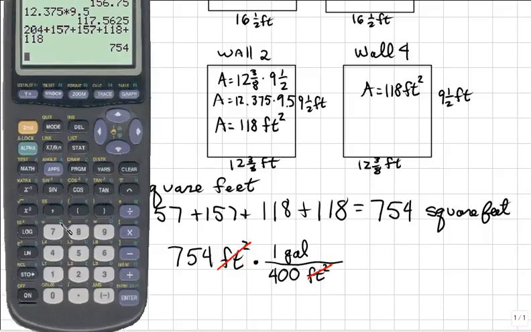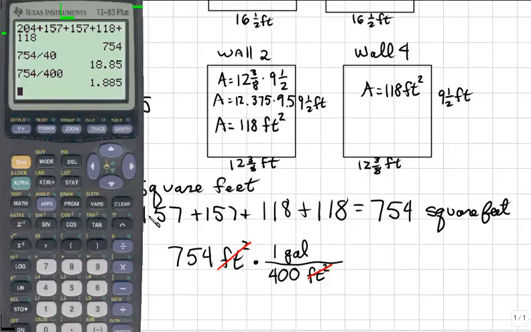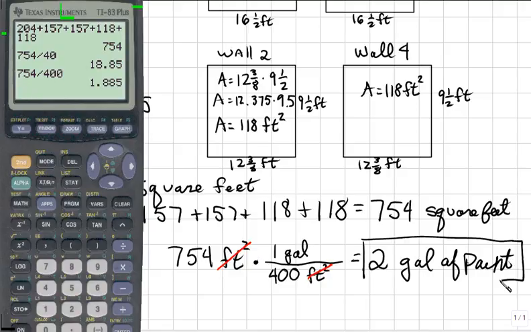754 divided by 400 is 1.885. So rounding this to the nearest gallon, we find that we would need 2 gallons of paint. So the solution to our problem is, to paint this room, we would need 2 gallons of paint to cover our 754 square feet that was found from the areas of our 4 walls and ceiling. This is our final answer.